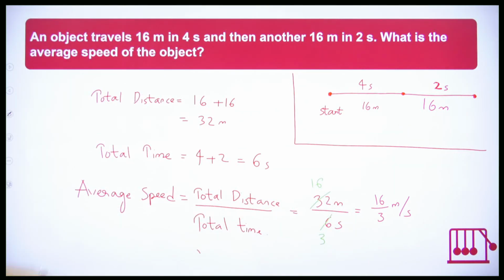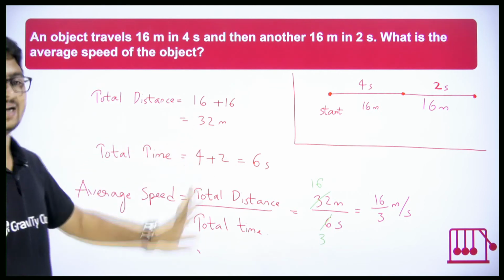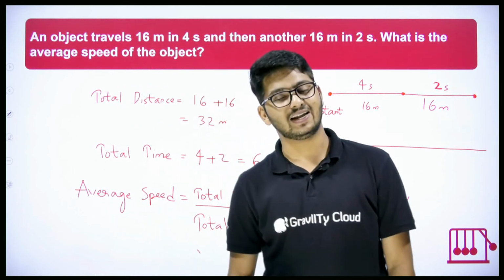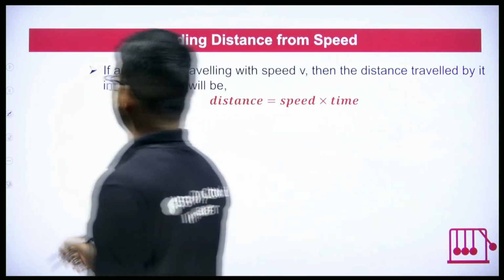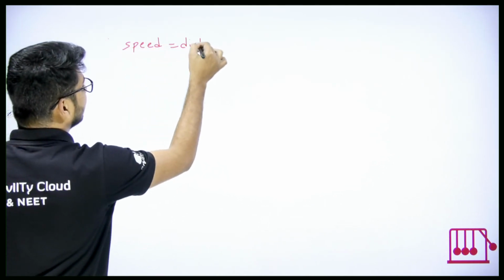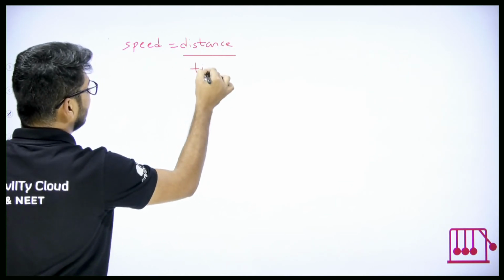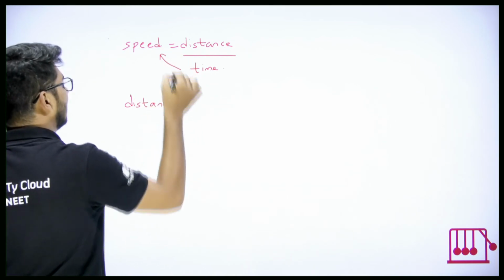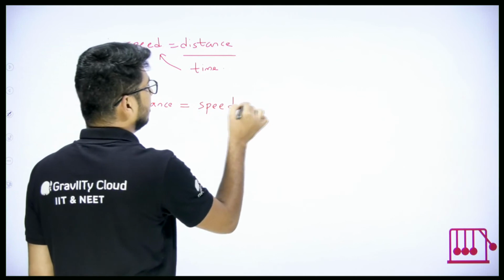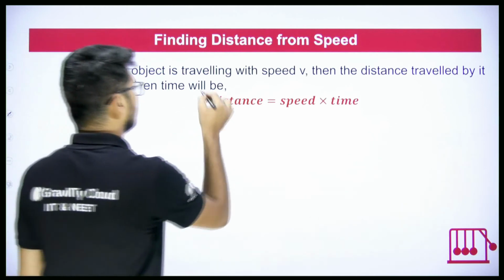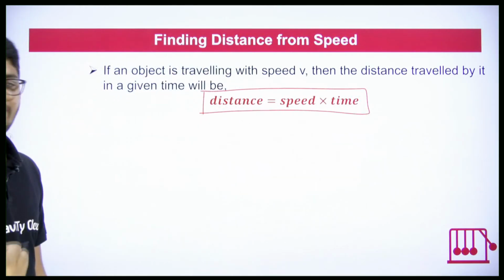You got the answer. So get total distance, get total time, divide them, and we get average speed. Is that clear? Good. Now we have a formula. We had a formula for speed as distance by time. But if I need a formula for distance, do you know what it is going to be? You take time to that side, it becomes multiplication. Distance will be equal to speed into time. So if you have speed and time, you will get distance.